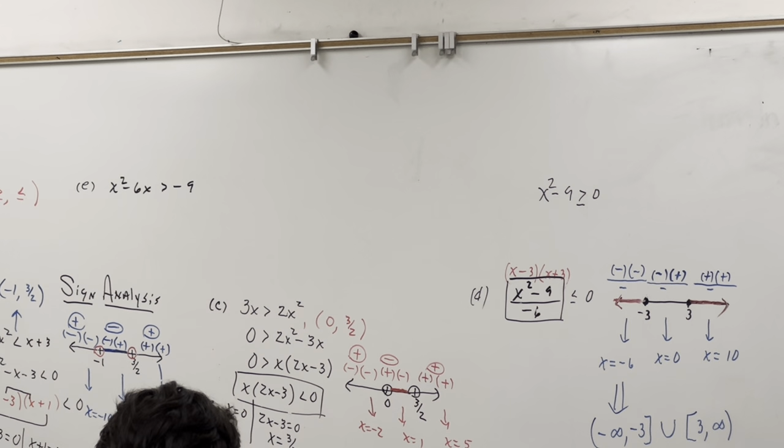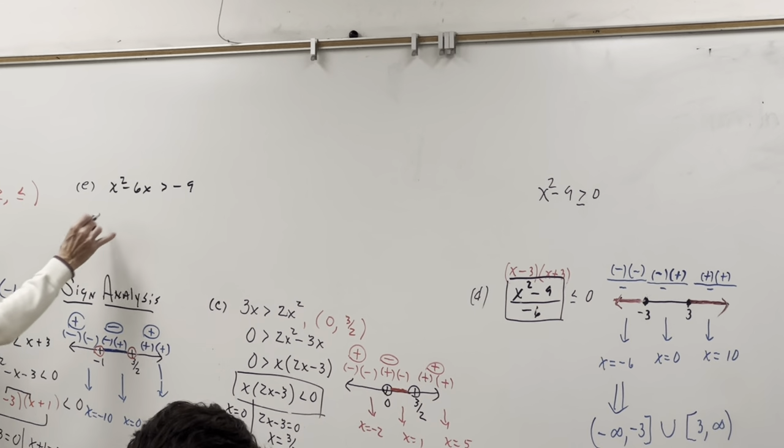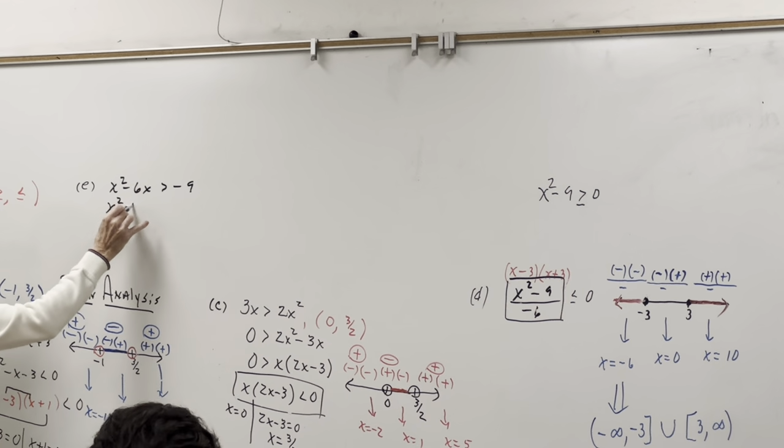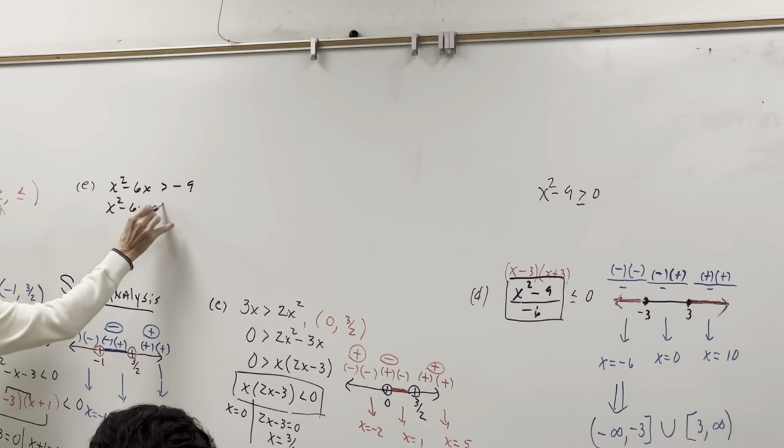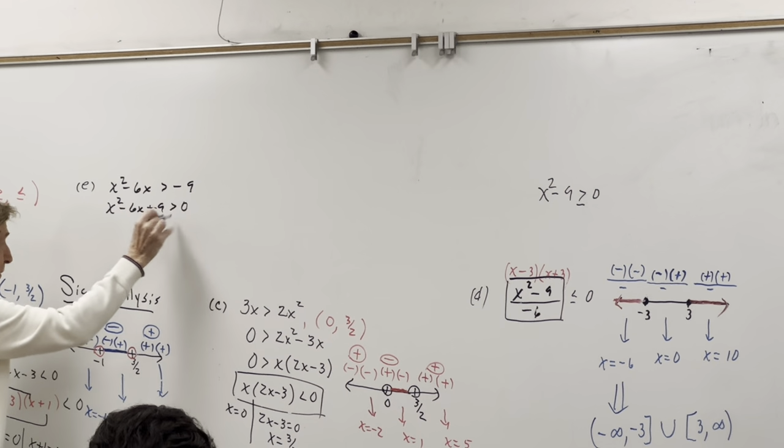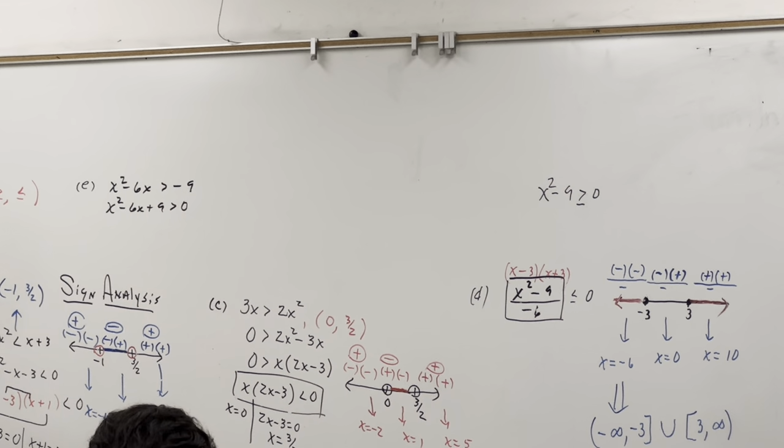We'll make something simple first. X squared subtract 6x is greater than negative 9. This is another quadratic. Let's put it in standard form. I call it standard form. X squared subtract 6x plus 9 is greater than 0. No problem.